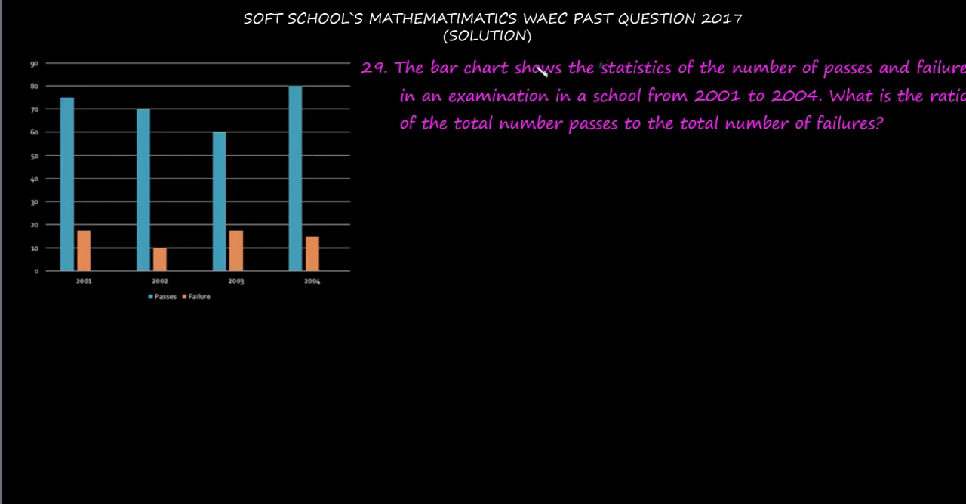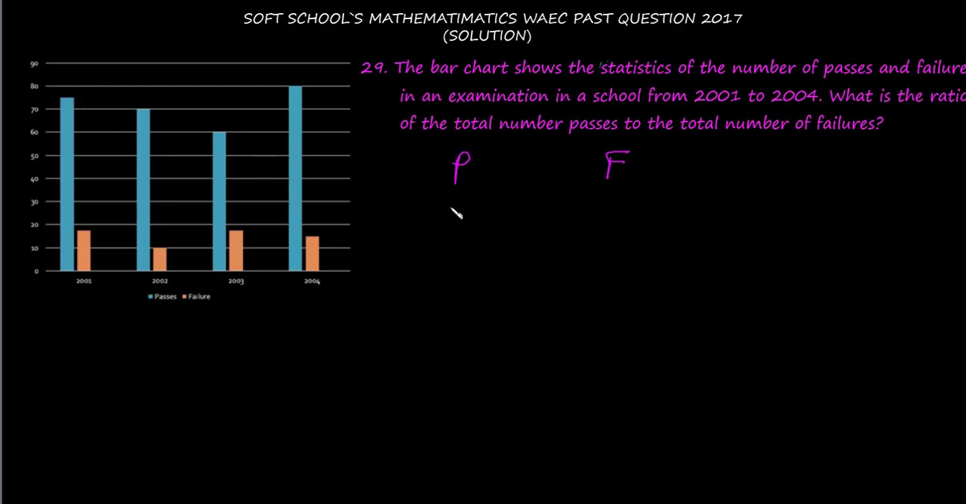Question 29. The bar chart shows the statistics of the number of passes and failures in an examination in a school from 2001 to 2004. What is the ratio of the total number of passes to total number of failures? So when you say number of passes, let it be represented by P. Number of failures, let it be represented by what? F. So let's take a look at this.